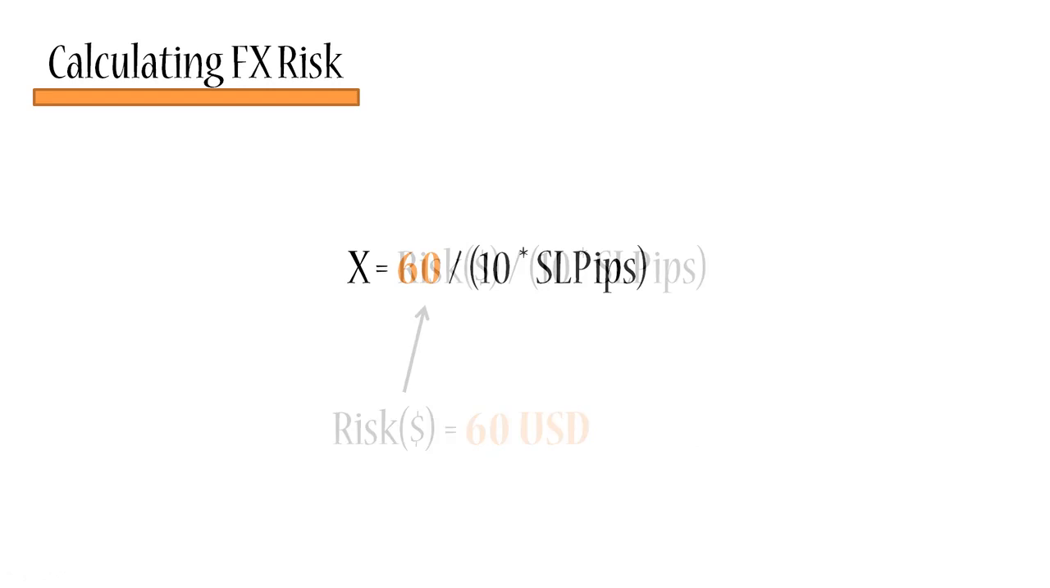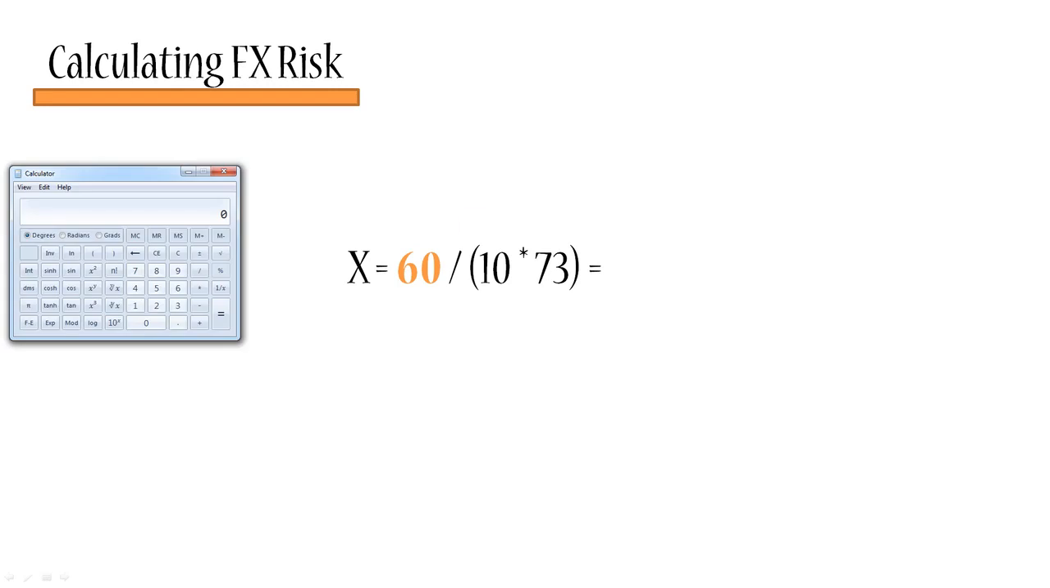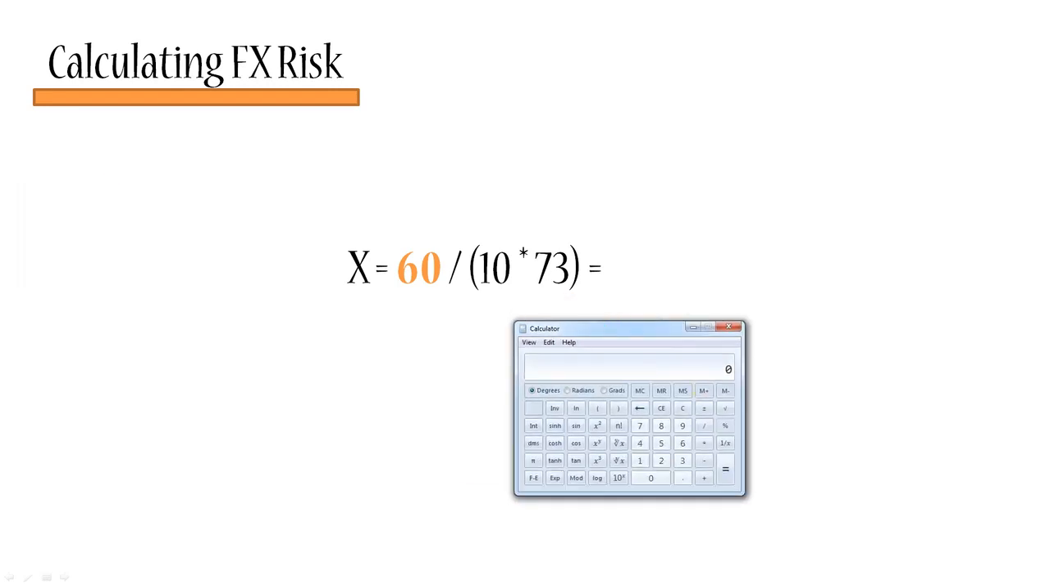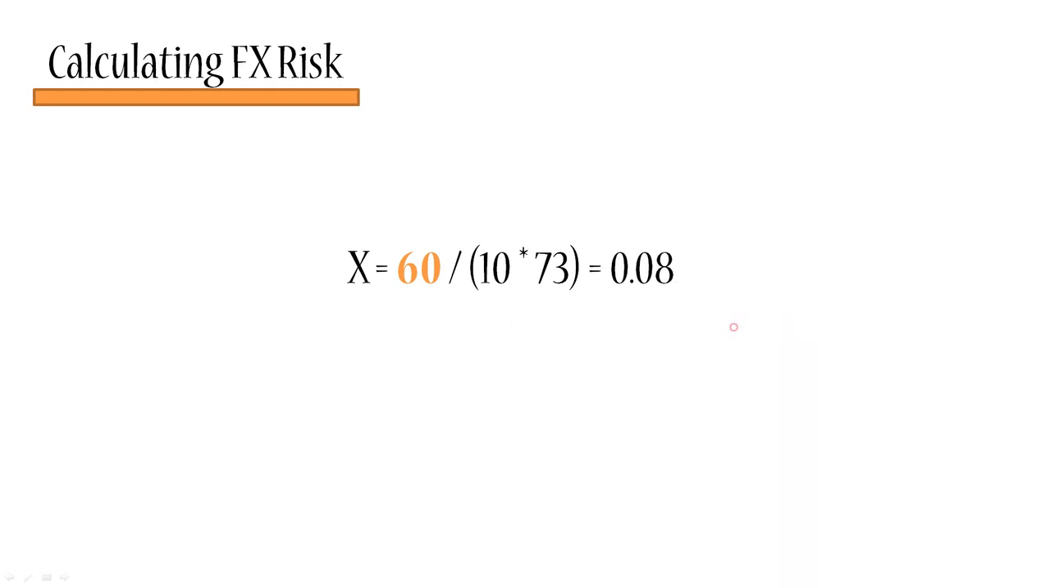So we put that into the formula. And now we can also plug in our stop loss in pips, which was approximately 73 pips. And now if we calculate that, I'll just bring up the calculator here. So 60 divided by 10 times 73 makes it 0.08 lots. So that's good. Now we can exit this presentation.